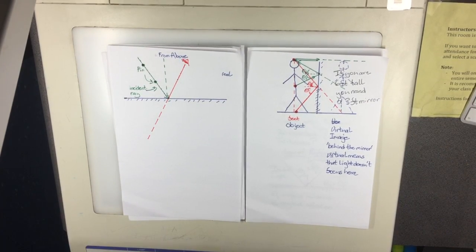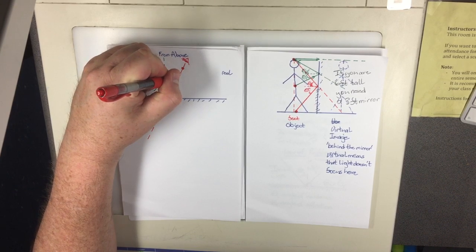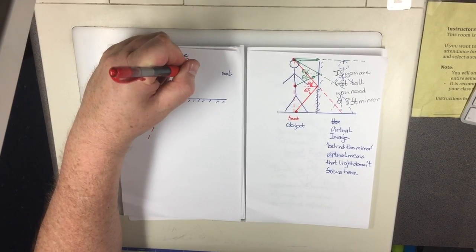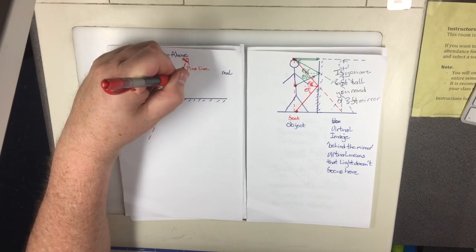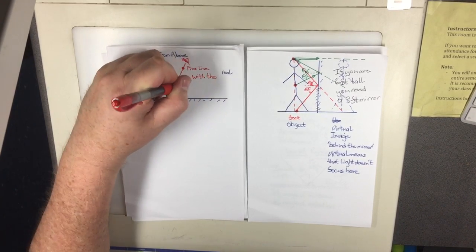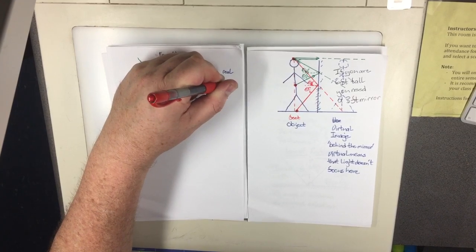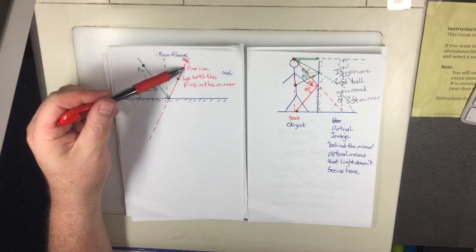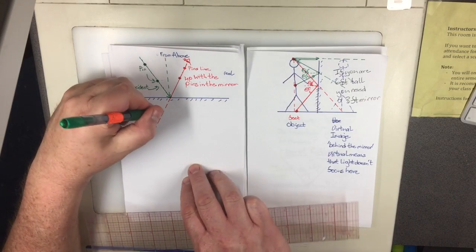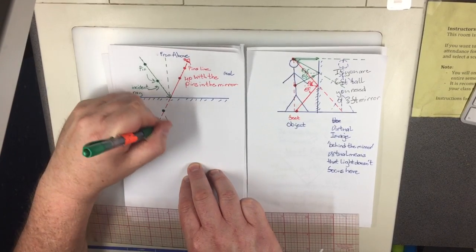So you're going to see that reflected ray. And what you're going to do is place more pins, and the pins line up with the pins in the mirror. So you're going to look and place 2 pins. And what those 2 pins are is it forms a line with 2 pins.